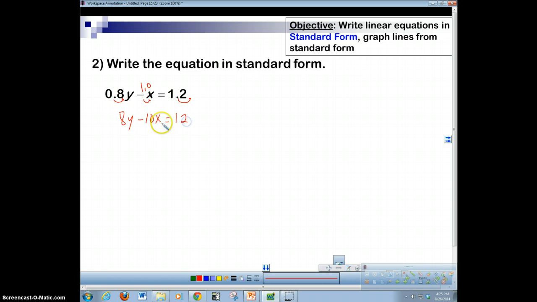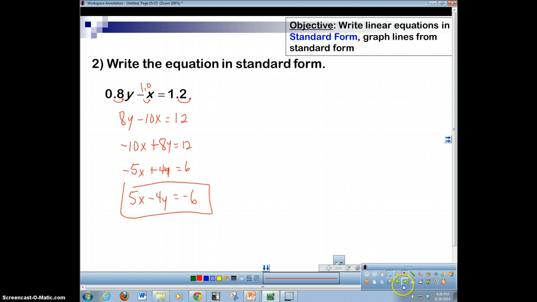And this is 12. The only thing we need to do here is move the x and the y around because the x needs to come first. So I'll have negative 10x plus 8y equals 12. The other thing is these are all divisible by 2, so I'm going to divide a 2 out. So I'm going to get 5x plus 4y equals 6. And then I don't want a negative here, so I'm going to multiply everything by a negative. Switch the sign of everything. 5x minus 4y equals negative 6. Okay, and there's our answer.